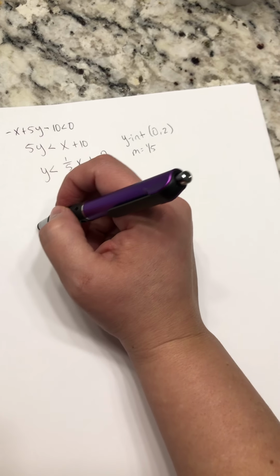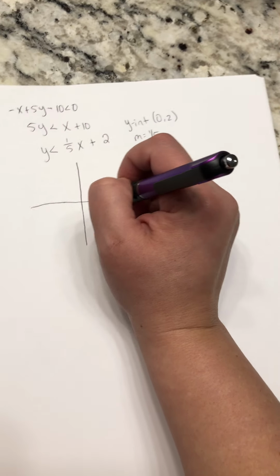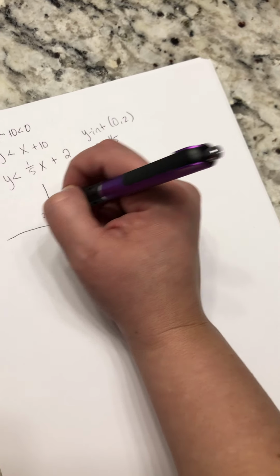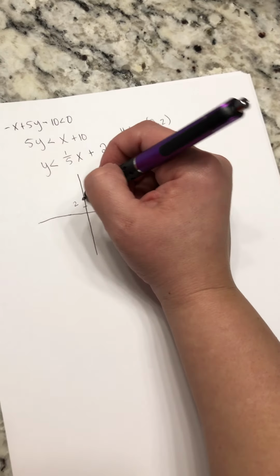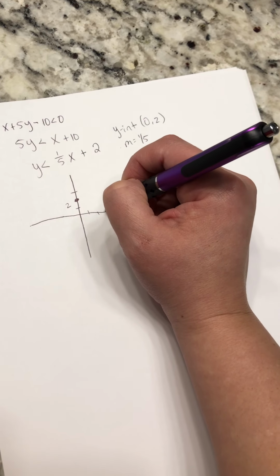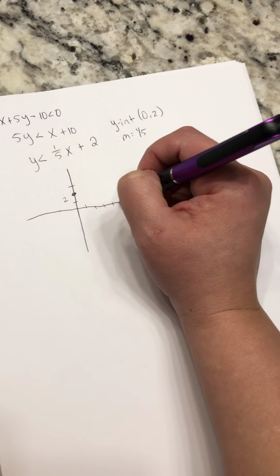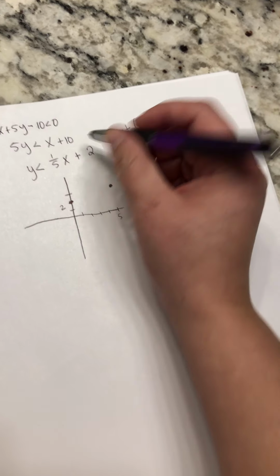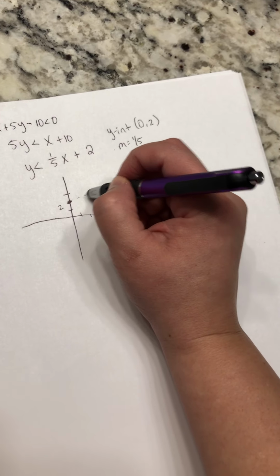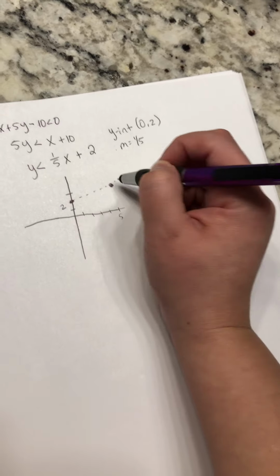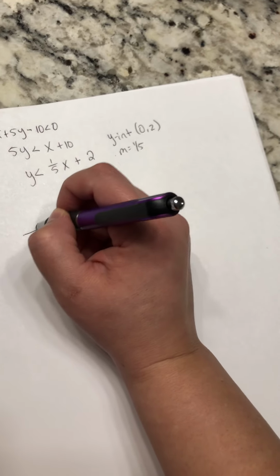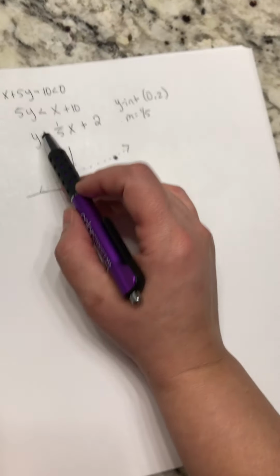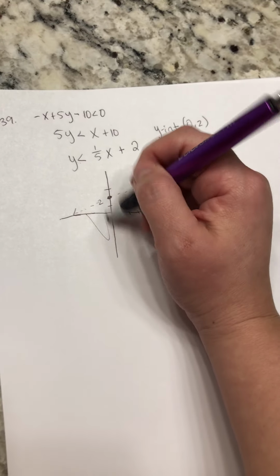So draw my graph. I'll go up to 2. And then my slope's positive 1/5, so I'm going to go up 1, and then over 5 here. So I'm going to go up 1 over 5, which puts me here. And again, it's a strict inequality, which means I have to do a dashed line. If it had the equal to, I would do a solid line. For this one, less than, I'm going to shade below.